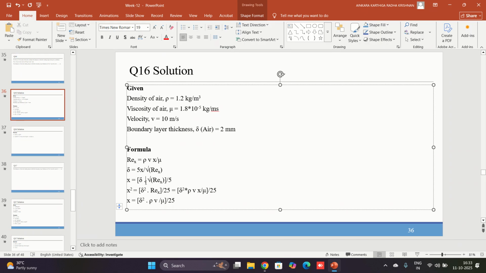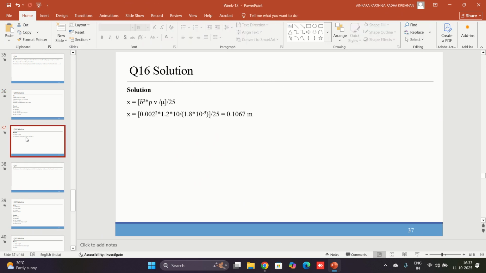Alright. So delta square into Rex divided by 25. So x square is equal to delta square into rho v x by mu divided by 25. So this x and that x get cancelled. So x is equal to delta square into rho v divided by mu, divided by 25. So if we substitute in this formula, we will get the answer.